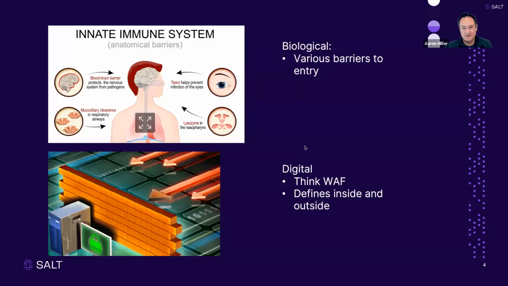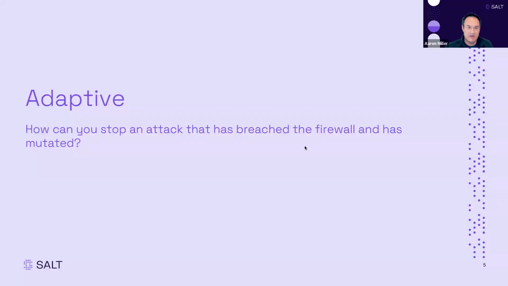A lot of times APIs have the same concept, right? So that's kind of like your primary form of defense. So again, think of innate immunity as your WAF, right? And obviously you can't survive without that. So it's a valuable thing.